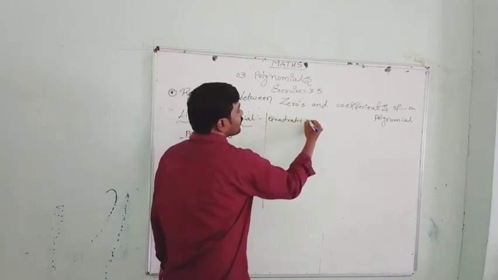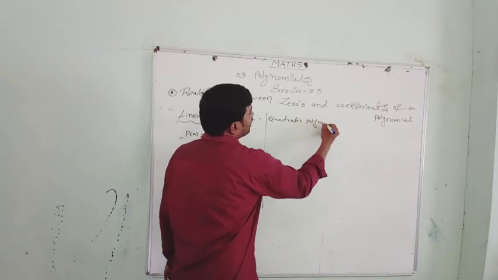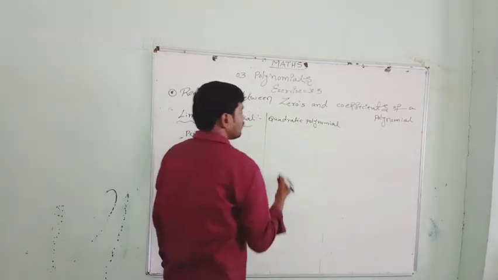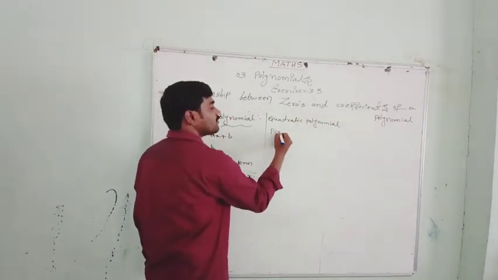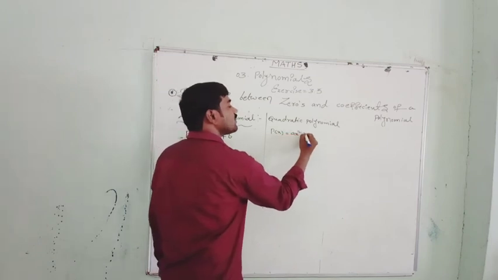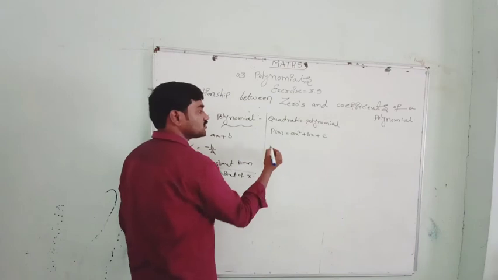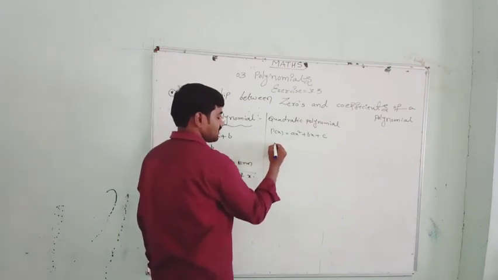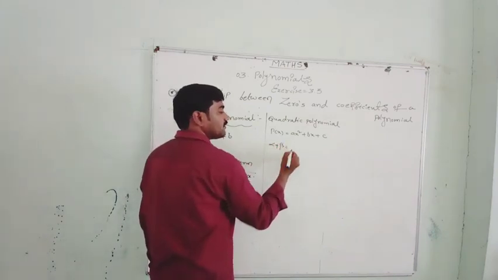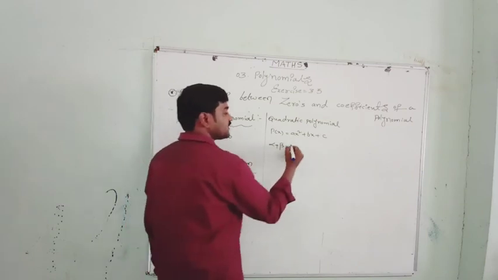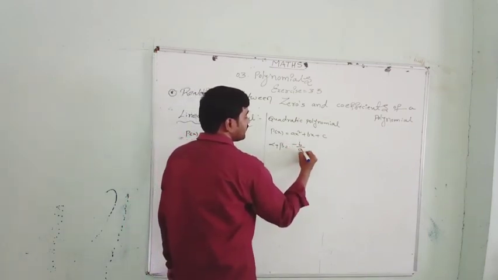Quadratic polynomial. The general form of a quadratic polynomial is p of x equal to ax square plus bx plus c. Here we have two zeros now. One is alpha, the other one is beta. Alpha plus beta equal to minus b by a.